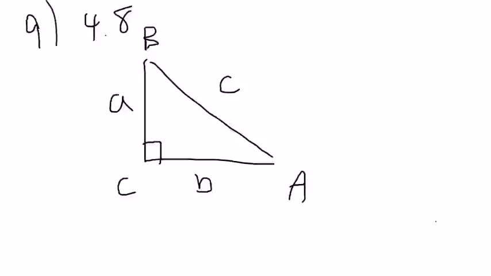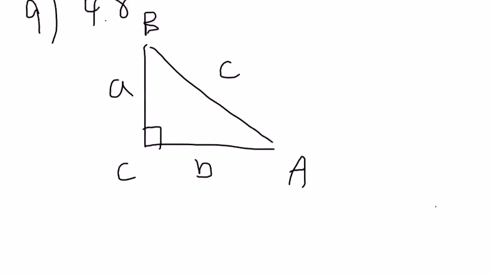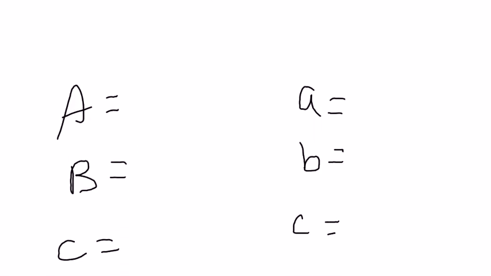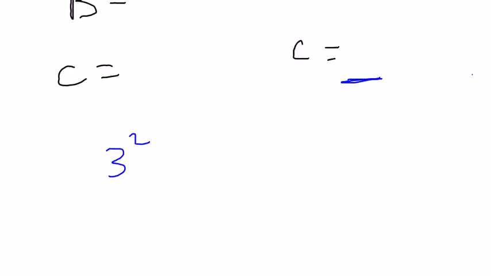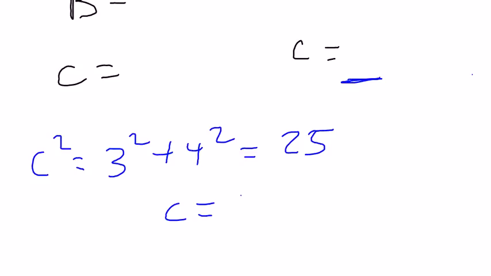All right, now we get to problem number 9. What happens when you're not given an angle? In problem number 9, we're given an A value of 3, a B value of 4. To find side C, we can use Pythagorean's theorem. 3 squared plus 4 squared should equal C squared. That's 25. So C then must equal 5.